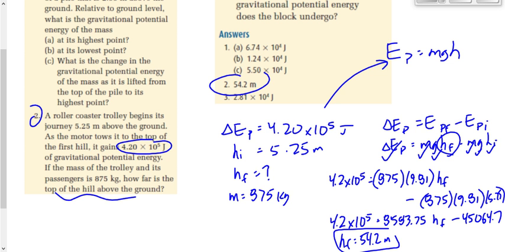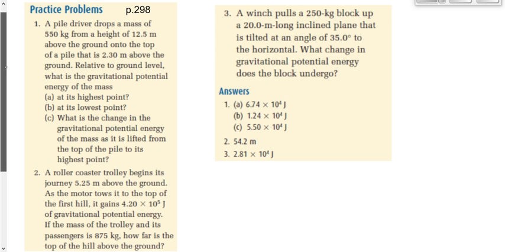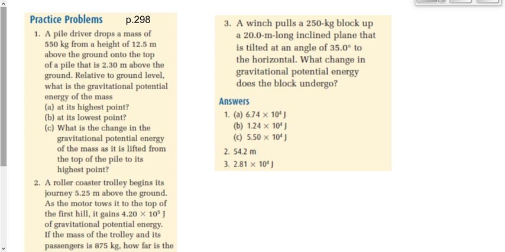All right, we got question number 3 as well. Question 3 says, a winch pulls a 250 kilogram block up a 20 meter long inclined plane. It's tilted at an angle of 35 degrees to the horizontal. What's the change in gravitational potential energy that the block undergoes? Once again, change in gravitational potential energy. We're looking for delta EP, right? We don't know what the height is though, do we?